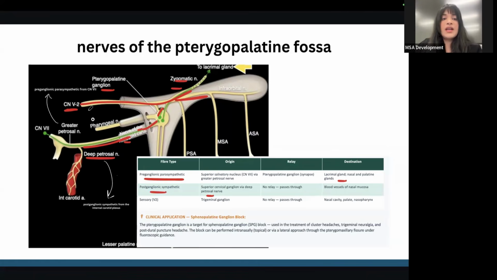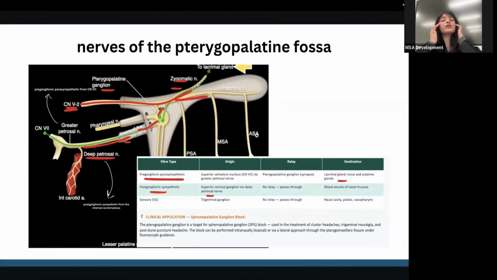Okay? And then you have the sensory, which is V2. So this is sensory V2 coming from the trigeminal ganglion. It's going to relay in the pterygopalatine ganglion. It's not going to synapse again. It's just going to pass through and go to the nasal cavity, the palate, and the nasopharynx.